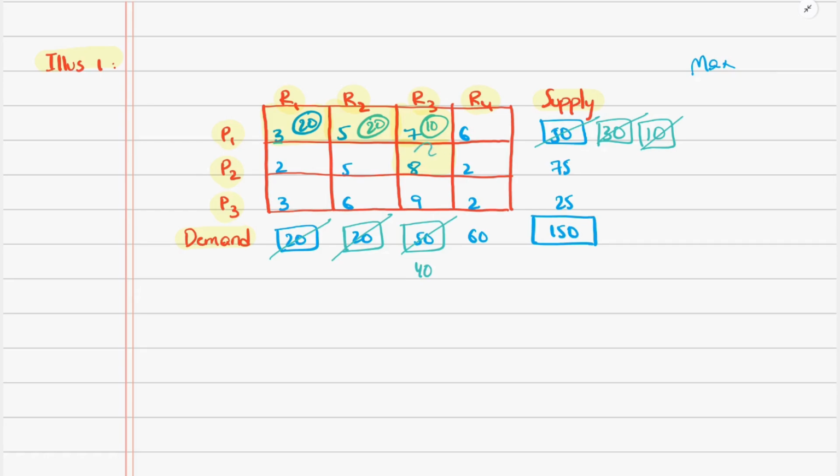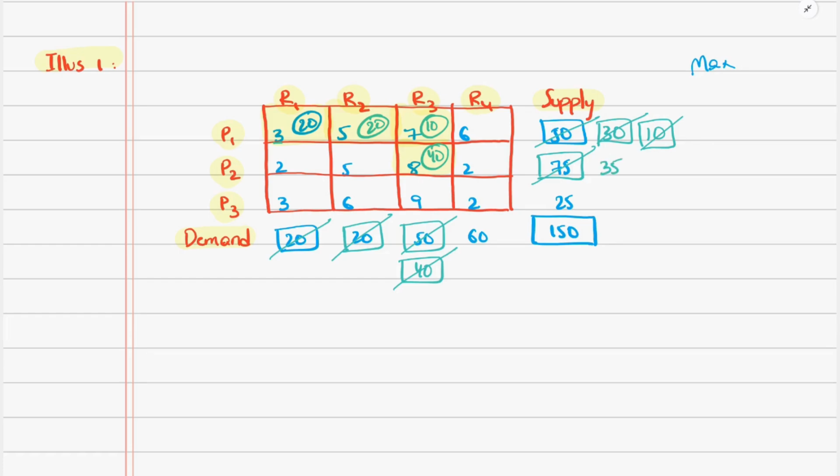Now the same old story, I'm going to see the corresponding demand of the selected cell. I'm going to see the corresponding supply of the selected cell. What is the maximum possible allocation here? See, the demand is 40 units, the supply is 75 units. What is the minimum of supply and demand? 40 units. Because of this allocation, what happened? R3's demand is completely exhausted and the supply of P2 is reduced by 40 units. So 75 minus 40, that is going to be 35, right?